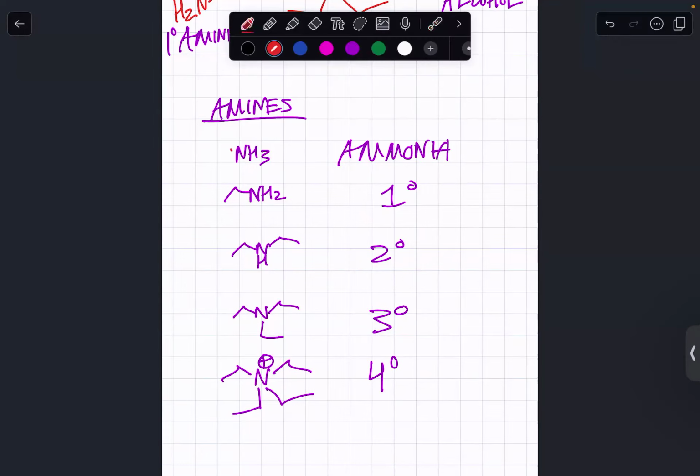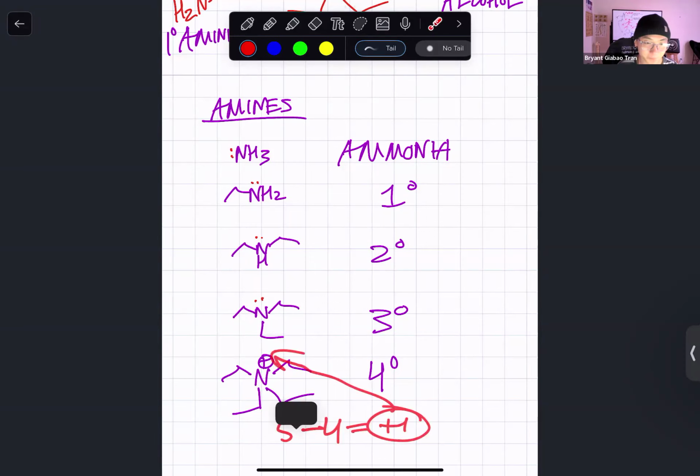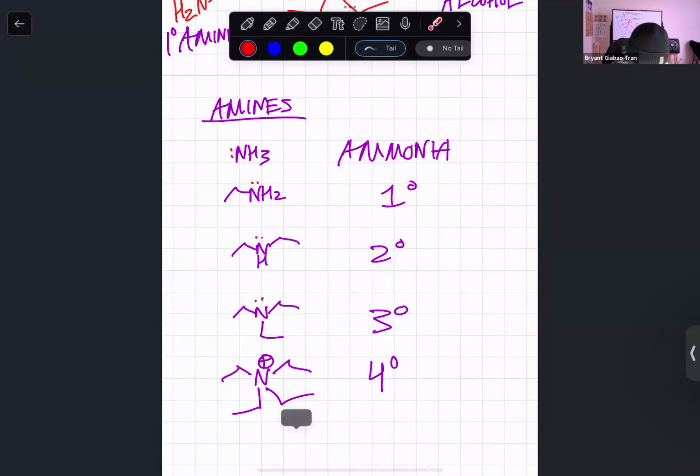Because when we draw out the non-bonding electrons, every single nitrogen here has a pair of electrons except this nitrogen, because this nitrogen already has an octet: 2, 4, 6, 8. So no pairs of electrons needed. And then nitrogen has 5 valence electrons, 5 minus 4, positive 1, right there. Okay, let's move on to the next one.